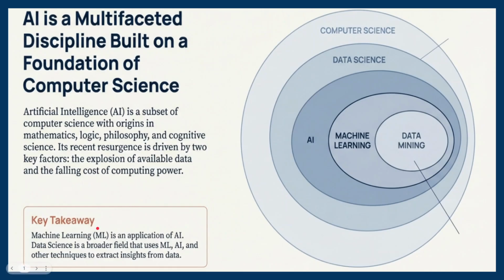So the slide takeaway is machine learning is an application of AI. Data science is a broader field that uses ML, AI, and other techniques to extract insights from data. So, the volume of data is there, and data science helps to extract information from the data, using ML and AI. Okay, let us see the next slide.